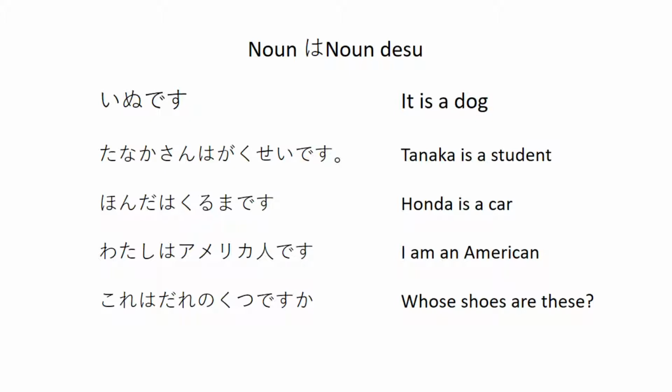Honda wa kuruma desu. Honda is a car. Watashi wa Amerikajin desu. I am American. Kore wa dare no kutsu desu ka? Whose shoes are these? You will notice in this last sentence I have added ka. Any of these sentences can be made into a question by adding ka. So in the first sentence, one could say, inu desu ka? Is it a dog? Or in the second sentence, Tanaka-san wa gakusei desu ka? Is Tanaka-san a student?